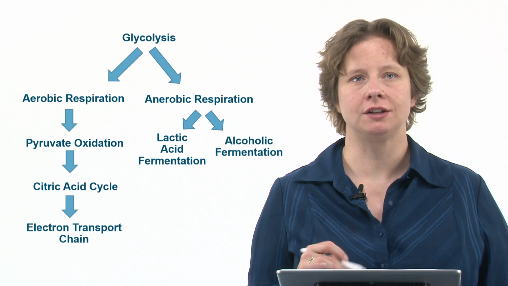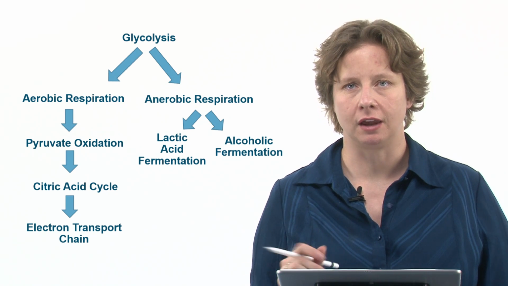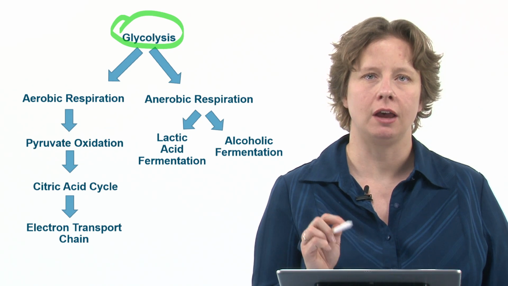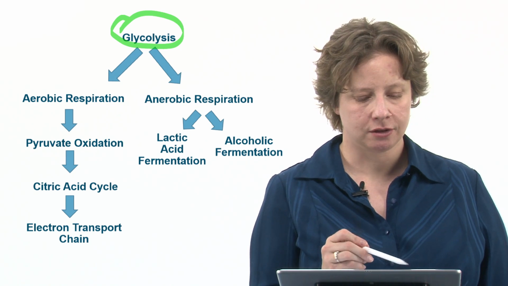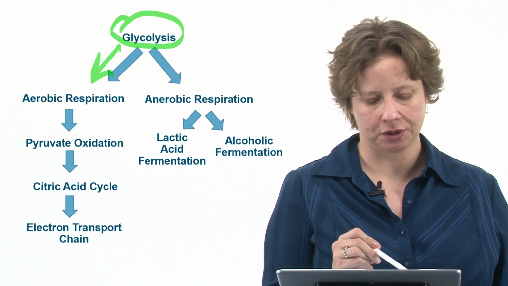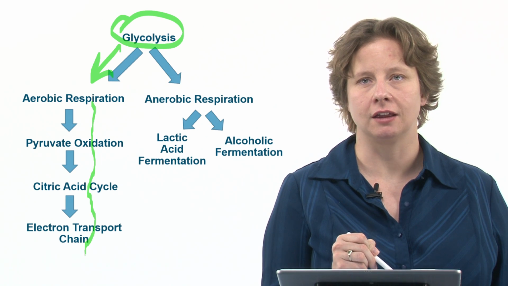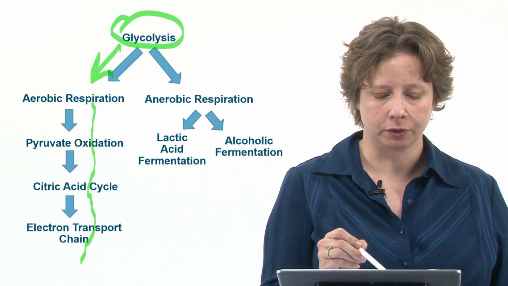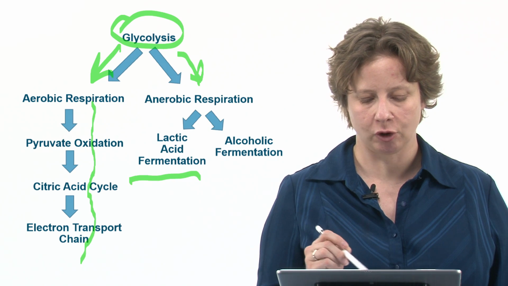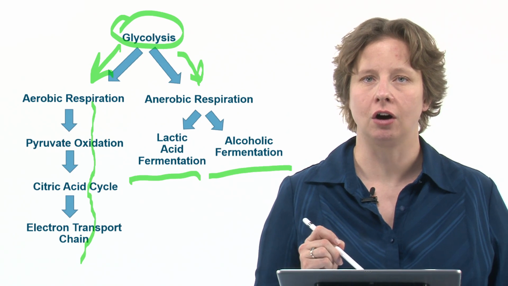Now, this flowchart here is to show you that there are two major pathways, the anaerobic and the aerobic, but that glycolysis is always the starting point for any of the types of respiration. So if we're going to go towards the aerobic respiration, the process proceeds through pyruvate oxidation, the citric acid cycle, and the electron transport chain. If we're going to do the anaerobic pathway, there are two types of anaerobic respiration. One is the lactic acid fermentation, and the other is called alcoholic fermentation.